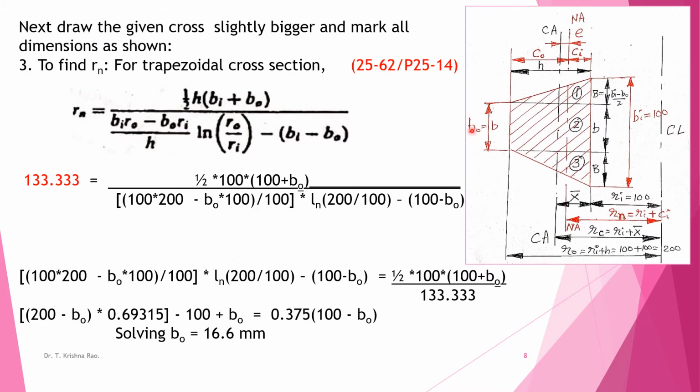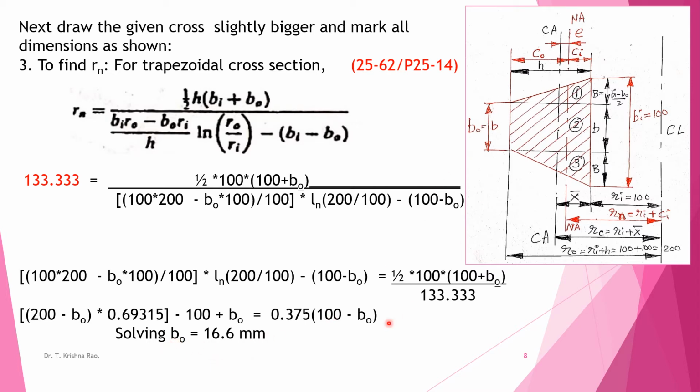Now take the Rn equation for the given cross section, that is the trapezium. Substitute all the values and find the unknown called B naught. The entire denominator is taken to the left side here. This numerator by 133 we have put here. Open the brackets and simplify for B naught. Try to take more decimals here so that you get a very good answer, otherwise the answer will vary very much. So we have found B naught. The problem is not ending here.